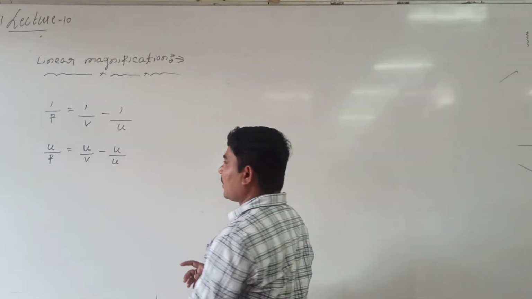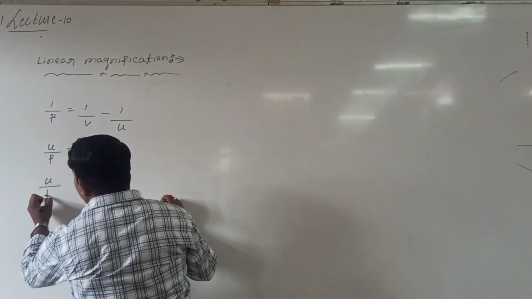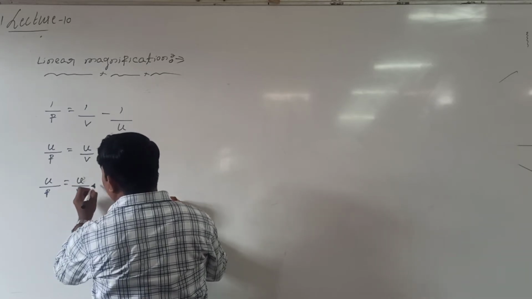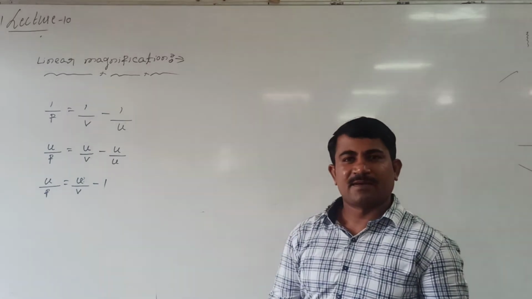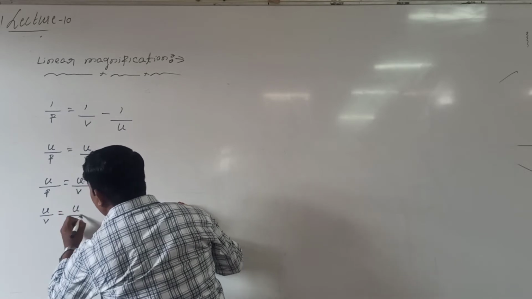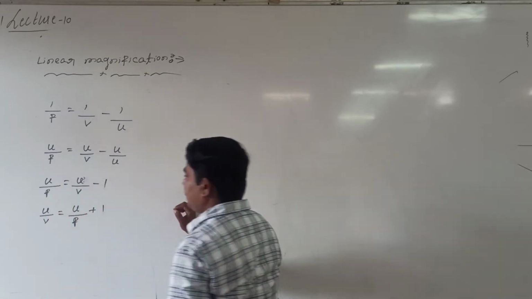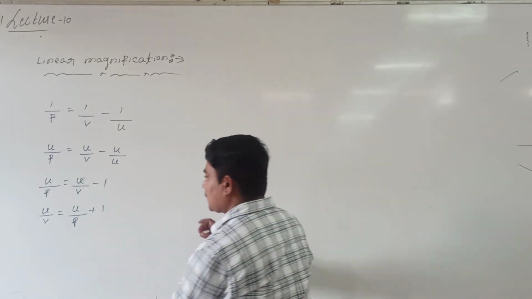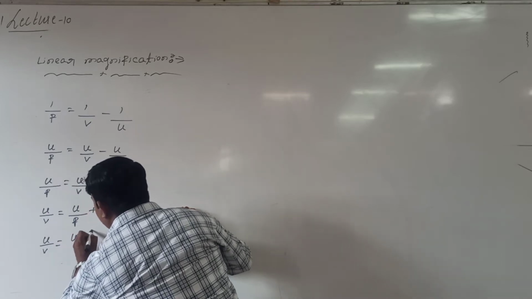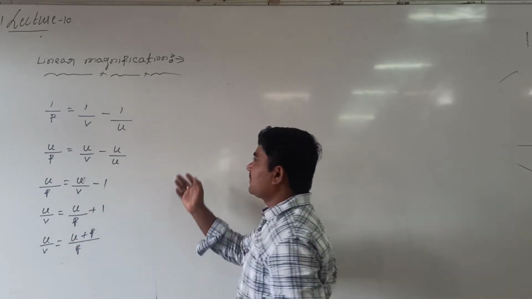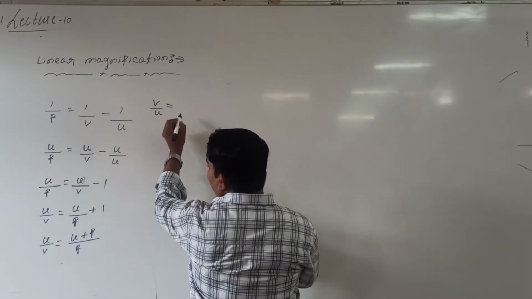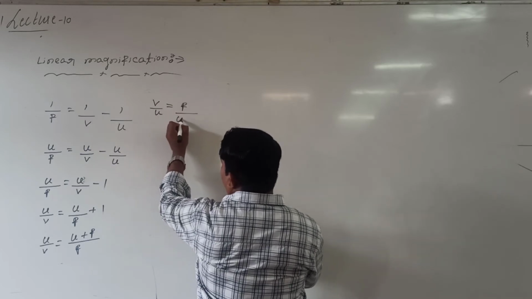Right or wrong? Or you can take u divided by f is equal to u divided by v minus 1. Right or wrong this? Or else u divided by v is equal to u divided by f plus 1. Right. Or else u divided by v is equal to u plus f divided by f. Just make it reverse. Reverse means v divided by u is equal to f divided by u plus f.